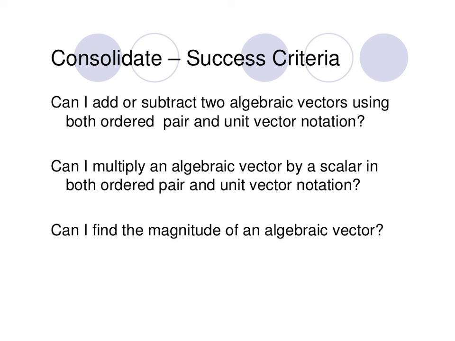So really today, coming out of this, can you add or subtract two algebraic vectors using both ordered pair and unit vector notation? Can you multiply an algebraic vector by a scalar in both ordered pair and unit vector notation? And can you find the magnitude of an algebraic vector? Those are the questions that you can ask yourself to make sure that you're successful in the material that we talked about.